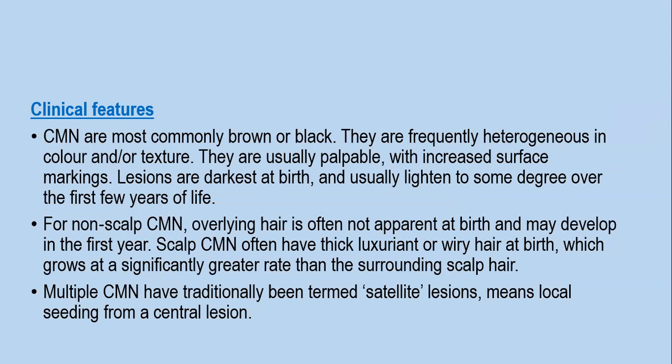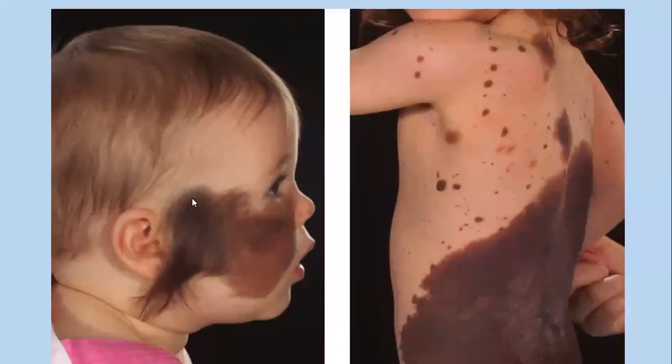Multiple CMN have traditionally been termed satellite lesions, meaning lesions extending from a central lesion, local seedings from the central lesion. You can see this large CMN, and the satellite lesions.